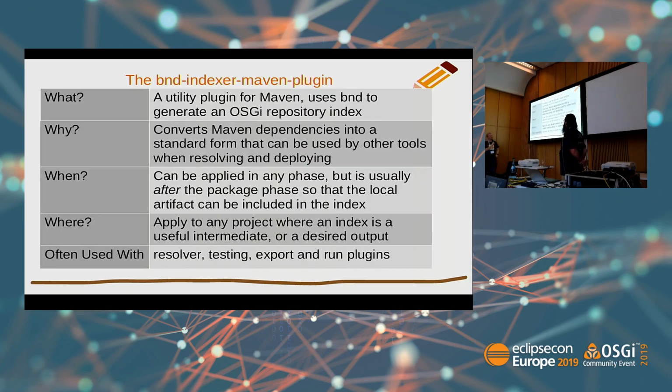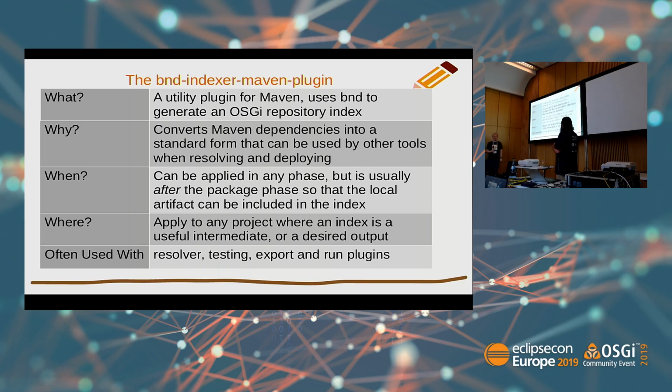The next plugin we have is the BND Indexer Maven plugin. If you're at all familiar with BND over any length of time and building a big project out, usually you would try to put the metadata about your bundles that you're using into a repository. The BND Indexer Maven plugin is about building out these repositories from collections of artifacts that you then want to use with other aspects of OSGi, such as the resolver, right? So it's a utility plugin for Maven, and you generate OSGi repositories from it.